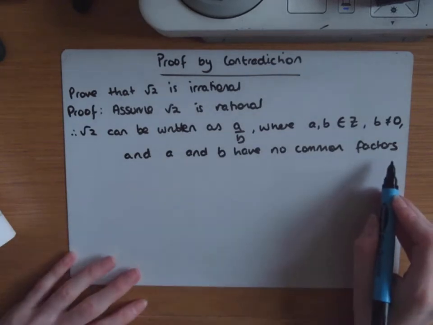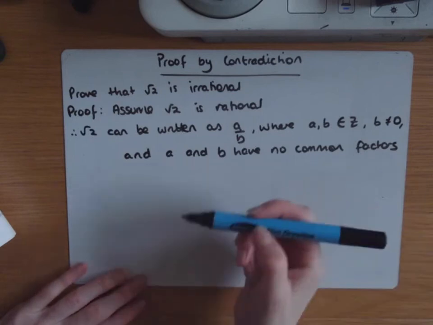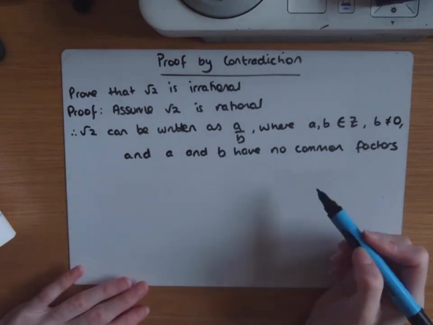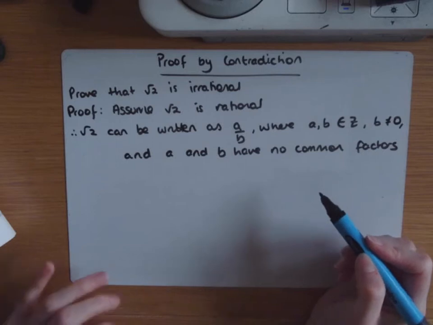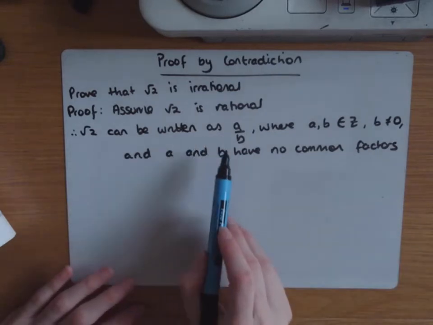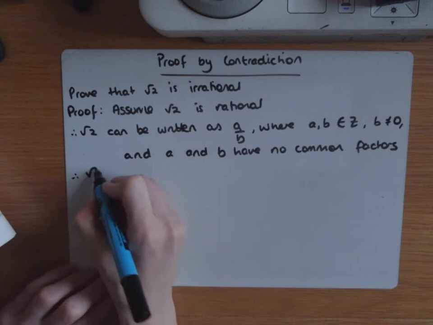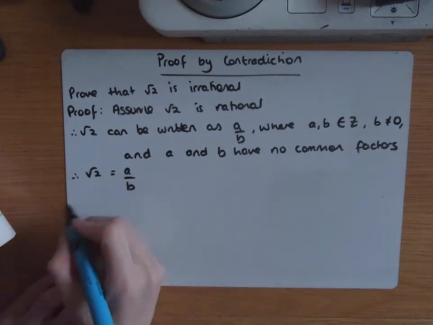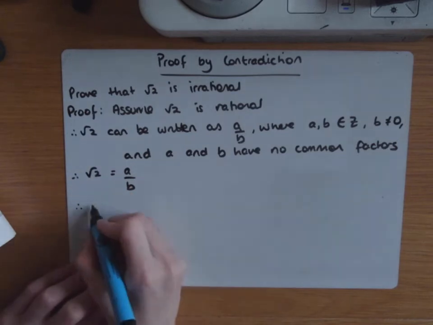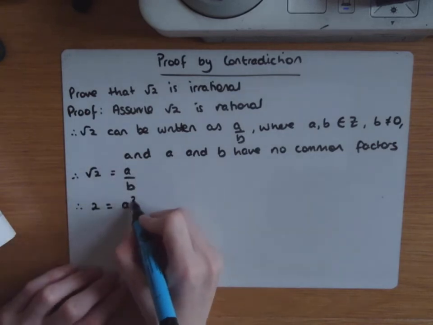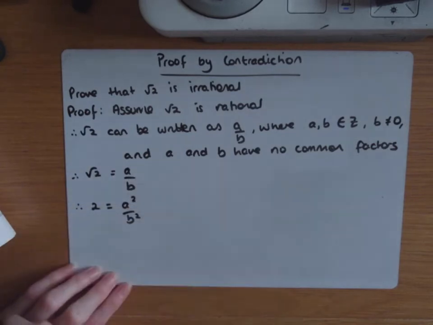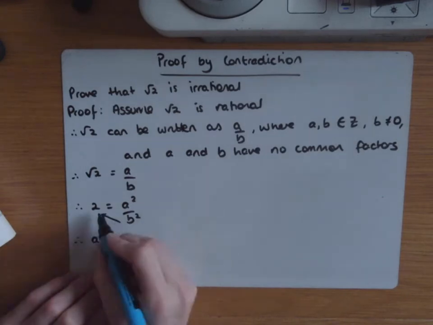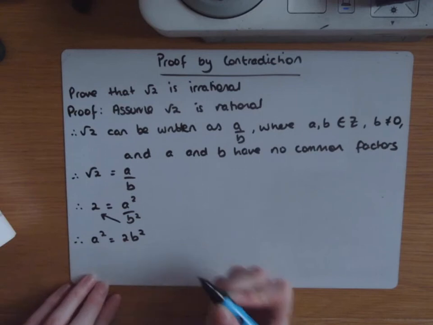We're going to work our way down and we'll see that actually they do have a common factor, which means there's a contradiction here. So root 2 can be written as a over b. That means root 2 is a over b. Let's square both sides. Root 2 squared is 2, and a over b squared is a squared over b squared. Let's cross multiply that up. We get a squared is 2b squared.